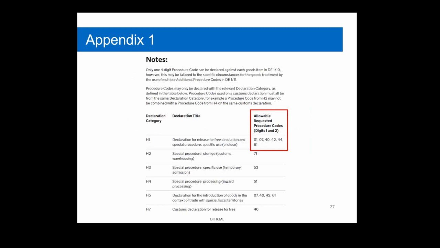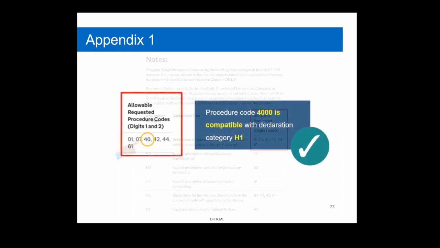Hallie needs to scroll down to the section Declaration Category. As mentioned earlier, Hallie identified her declaration category as H1. Therefore, her procedure code of 4000 is compatible with her declaration category.